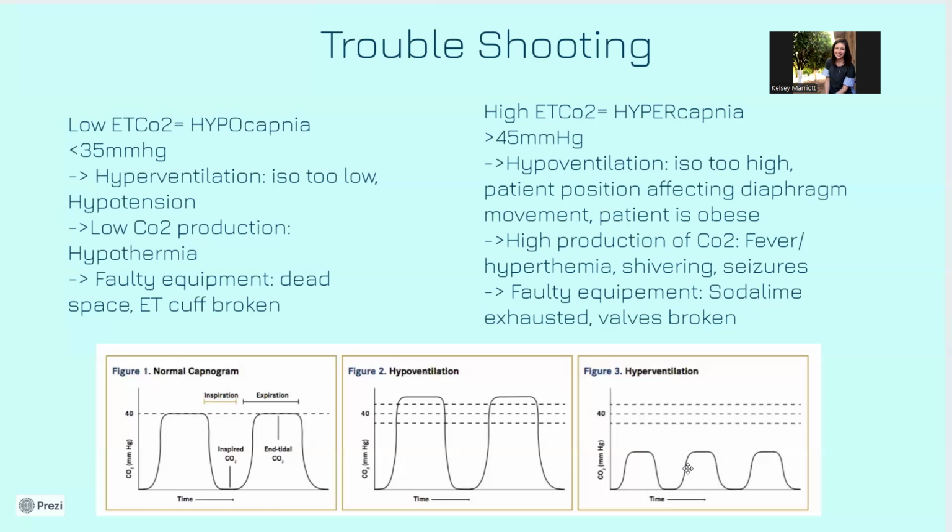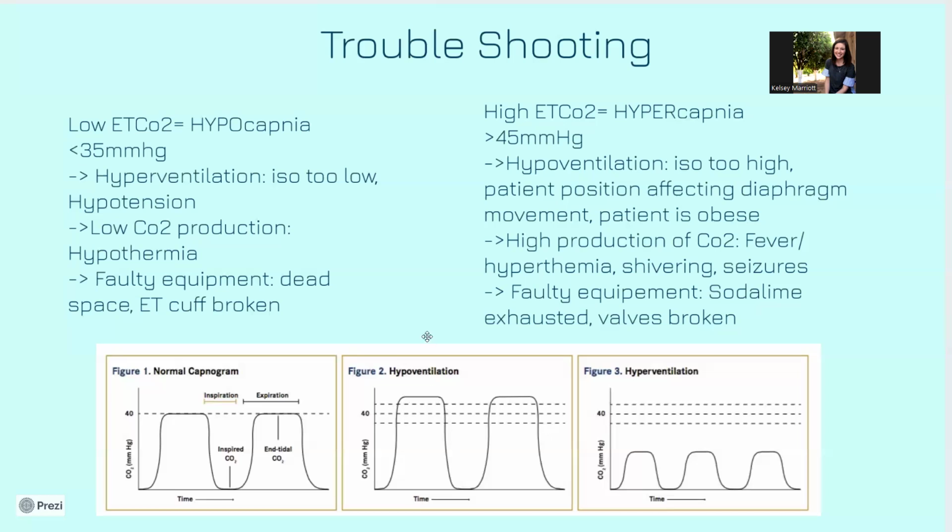When we start to see high EtCO2, so hypercapnia, we're actually hypoventilating. So our ISO is too high. Maybe our patient is really obese, or our positioning, because maybe we're doing an interesting procedure or the patient has to be positioned a certain way. We can see them take big, deep breaths that surpass that 40 baseline there.